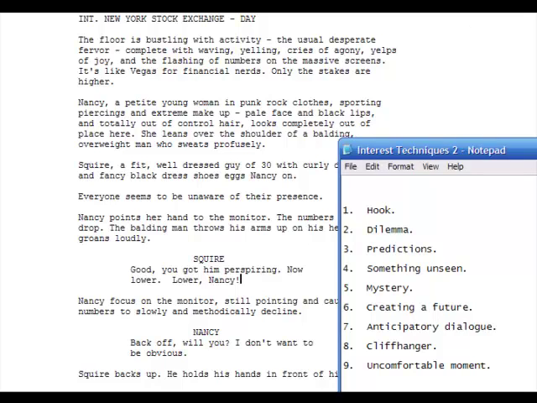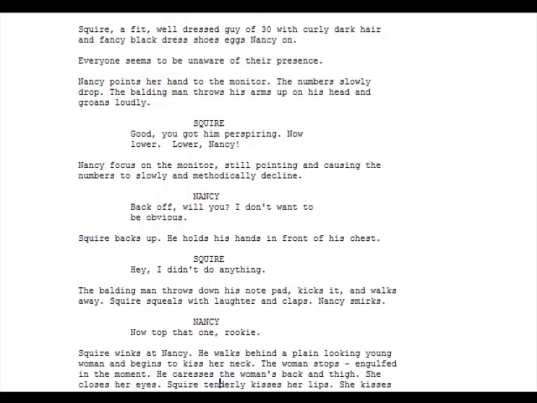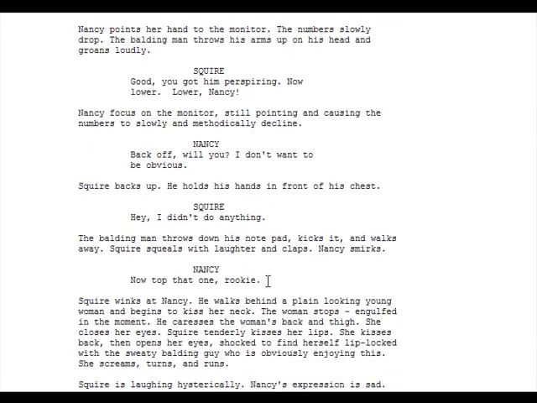So let's go down a little further here. This line right here, which is one of the lines that I changed in the previous one, but still, right here is anticipatory dialogue. She says, "Now top that one, rookie." Her dialogue is creating anticipation into the future.